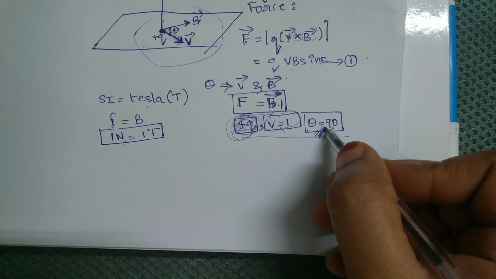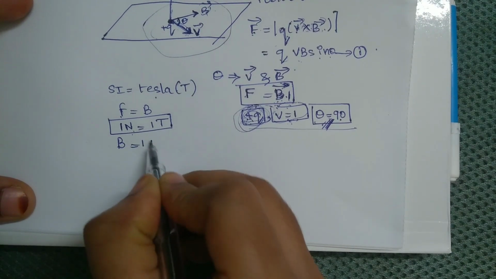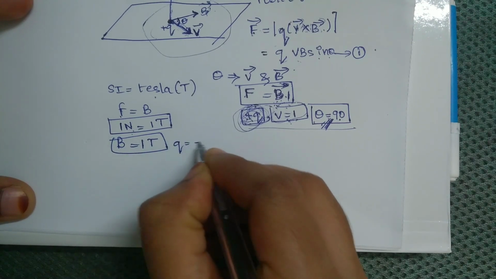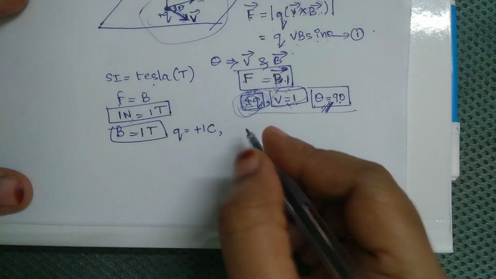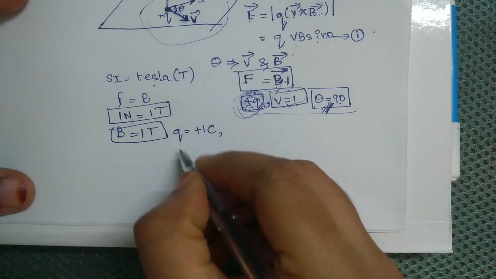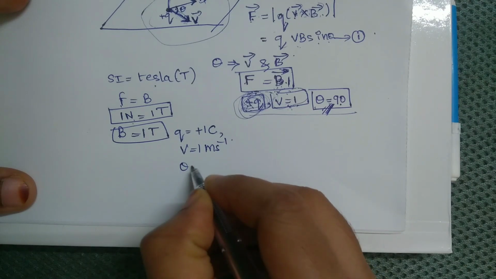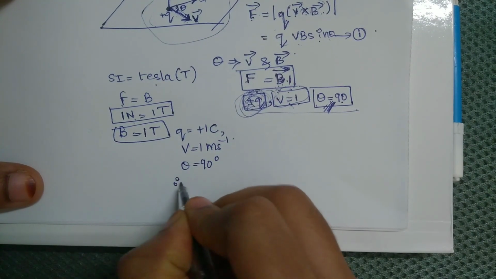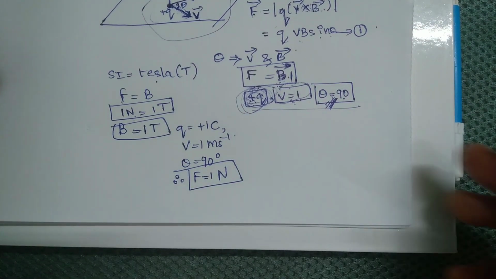Okay, so therefore that defines your Tesla. We can say B is equal to 1 Tesla if your Q is equal to +1 Coulomb, the unit of charge, and V is 1 meter per second, and theta is equal to 90 degrees. Therefore your force will be equal to 1 Newton. Hope you have understood this.